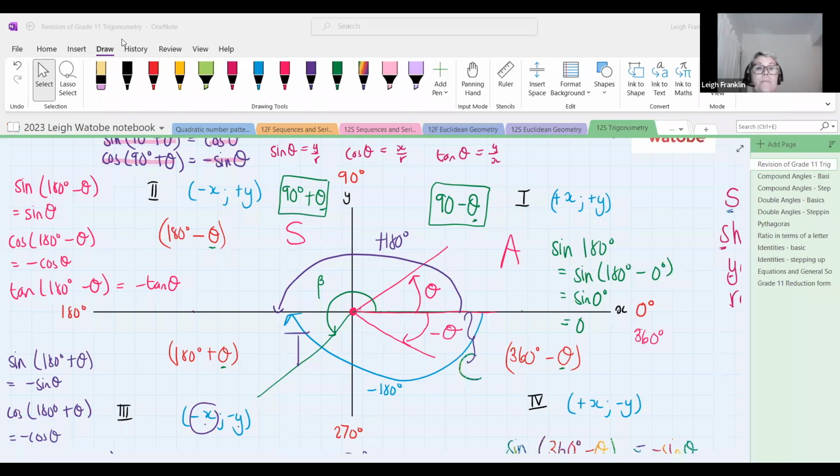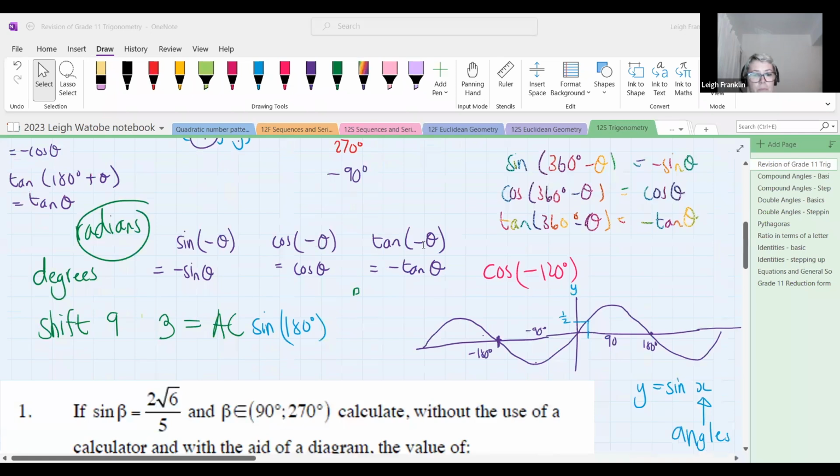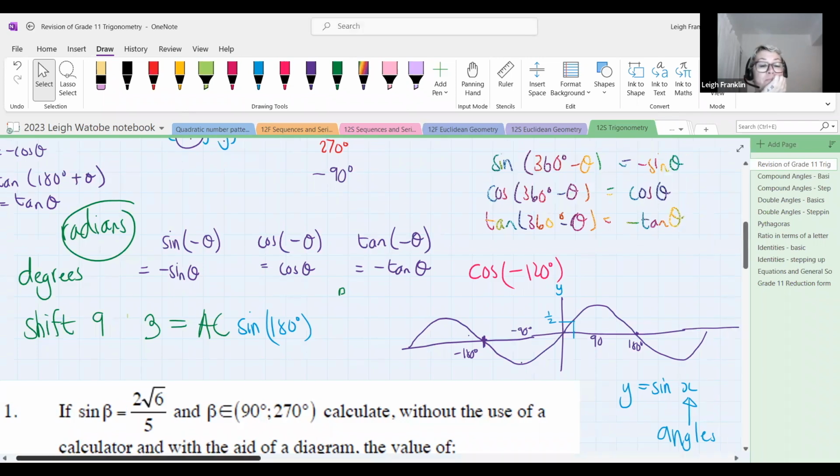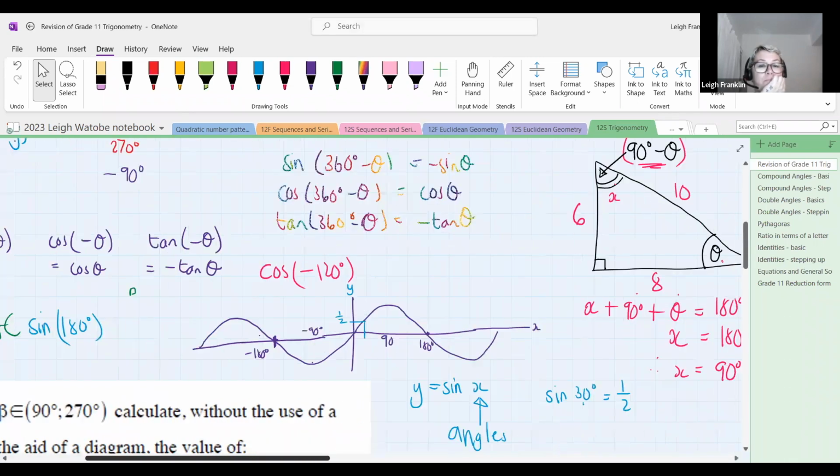Yes, Kamogelo, please unmute and speak. Ma'am, could you please scroll down? Right here, the part where you were explaining y equals sine x, and then you asked us what the x is for. I didn't understand what we were figuring out. Okay, yes, no problem.